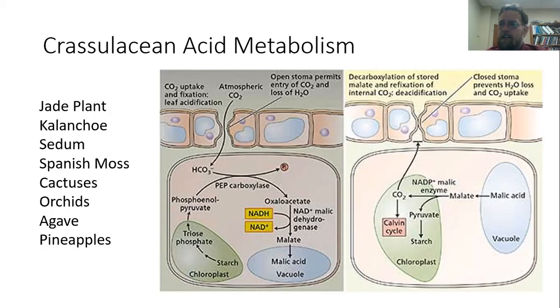Now, Crassulaceae are not the only plants that do this. Cactuses, in some cases orchids, agaves, pineapples, sedum, even Spanish moss are able to use this mechanism of photosynthesis, but it's from the name of the family that we get this name.